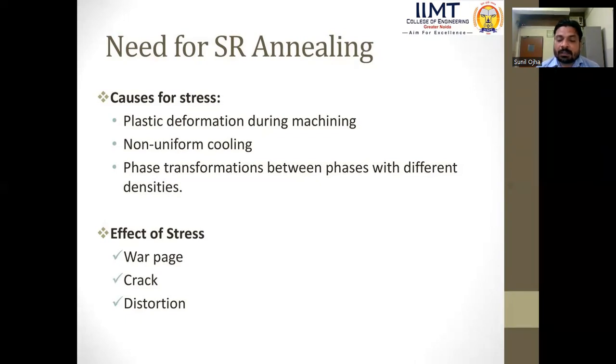Effect of stress: what are the effects of these internal stresses? This will cause warpage of the material, cracks, or distortion in the material. So removing those internal stresses is very important. So we have to use stress relieving annealing.